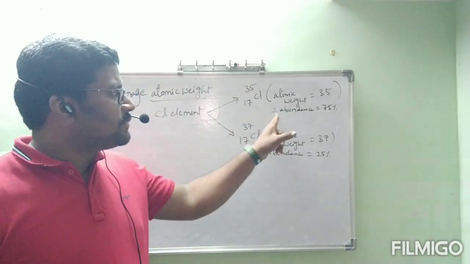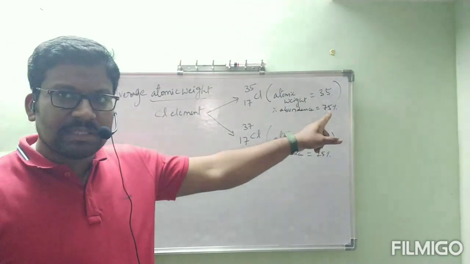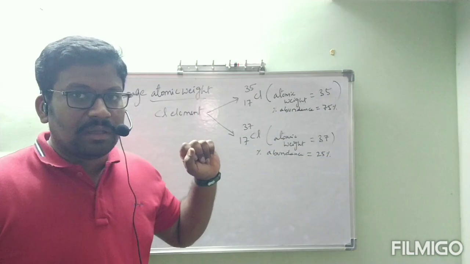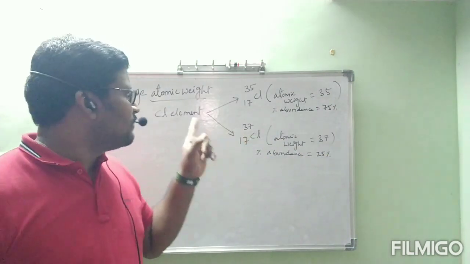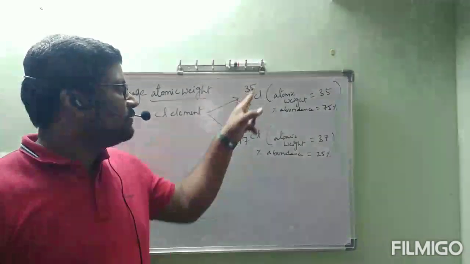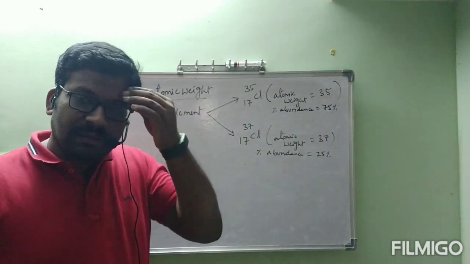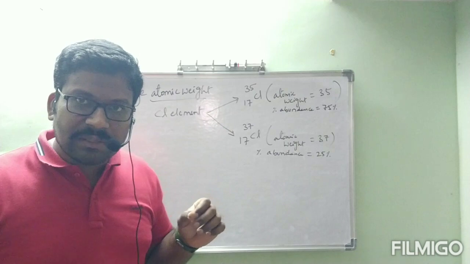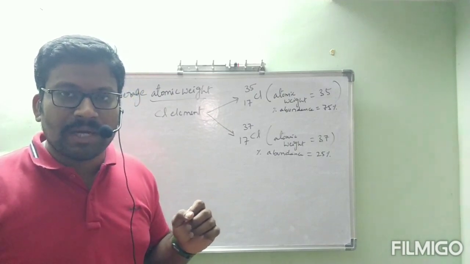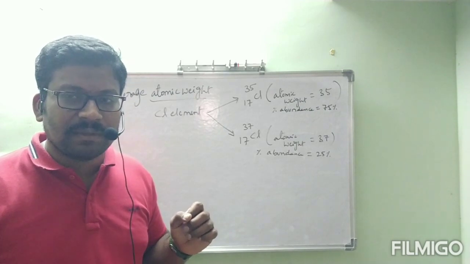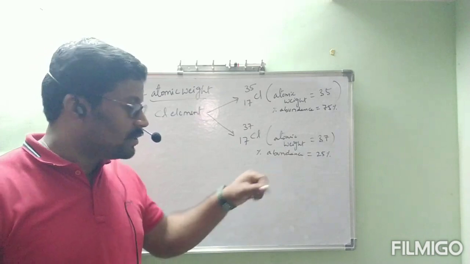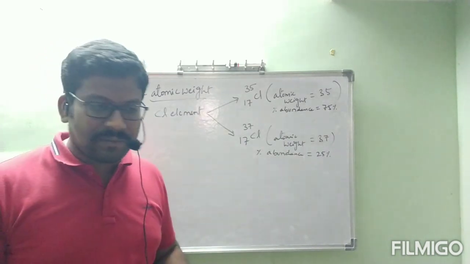Now, what is the percentage abundance? 75%. Here, what is the percentage abundance? 25%. This is the information they gave for chlorine. Chlorine element has two isotopes, 17Cl35, 17Cl37. Are you clear up to now? What is the percentage abundance of first isotope? 75%. What is the percentage abundance of second isotope? 25%. What is the meaning of that?